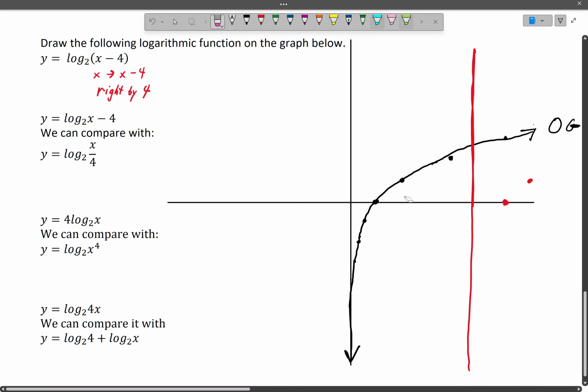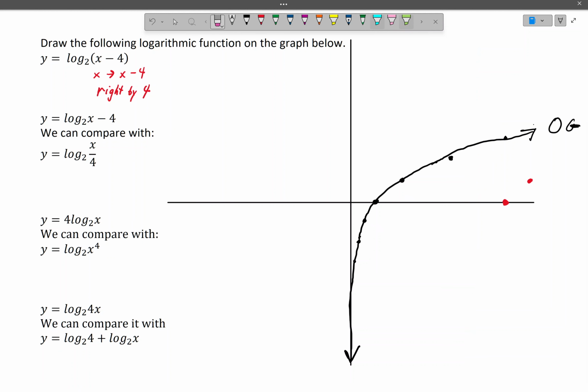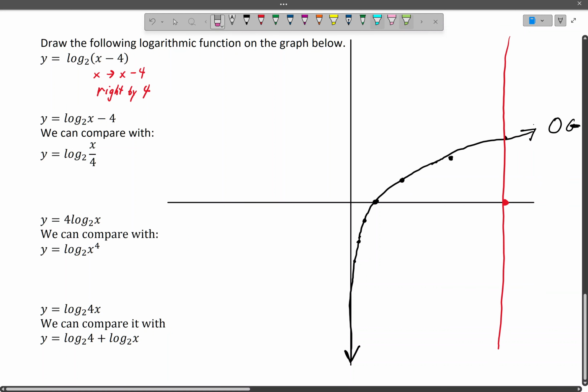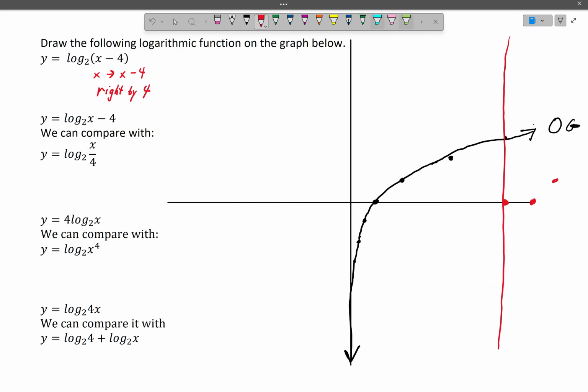1, 2, 3, 4. Oh, you know what? See, that's why you've got to draw the asymptote. I didn't do it right the first time. Okay, this is going to show that actually it's going to be really tight here, but that's okay. I should have made it go to the left. Something like this. So this is what our function looks like.